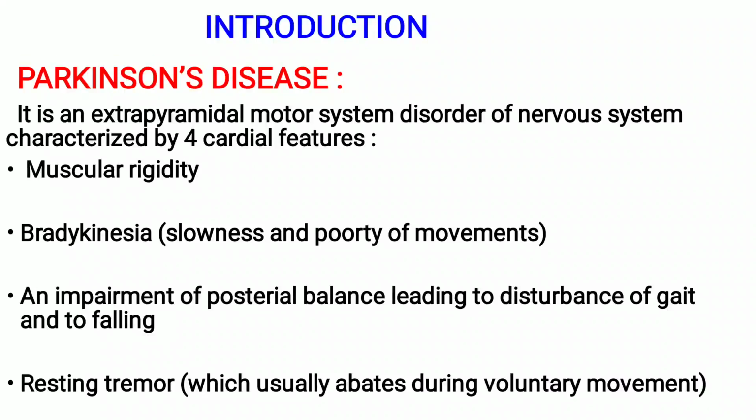Third is an impairment of postural balance leading to disturbance of gait and to falling. Fourth is resting tremor, which usually abates during voluntary movement. Resting tremor is commonly seen in the hands and arms.